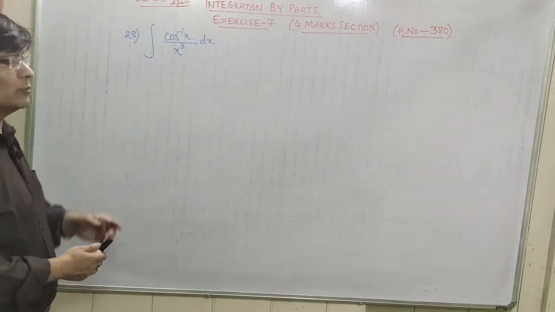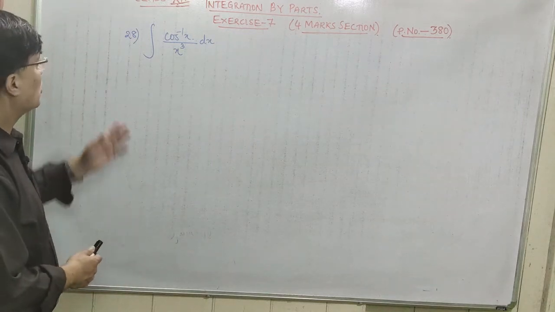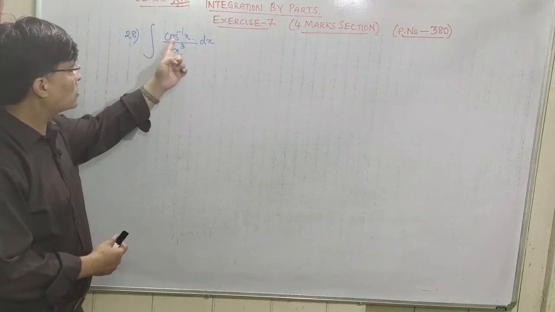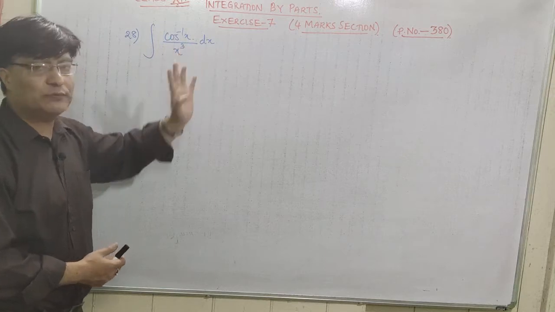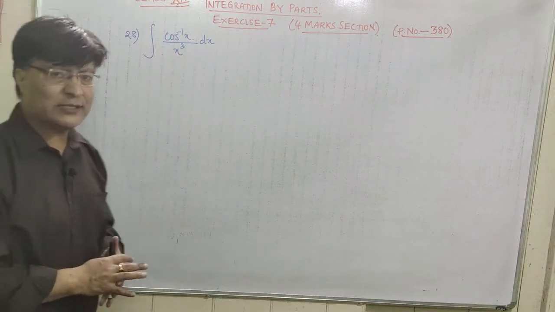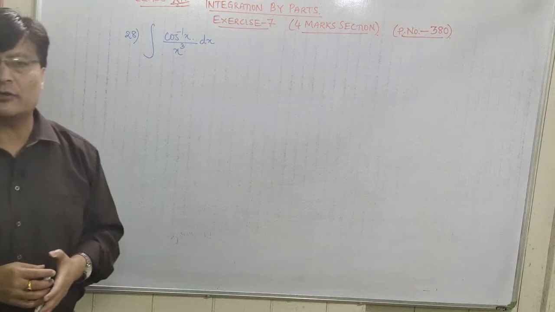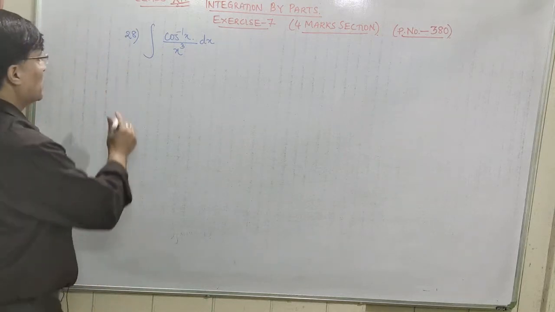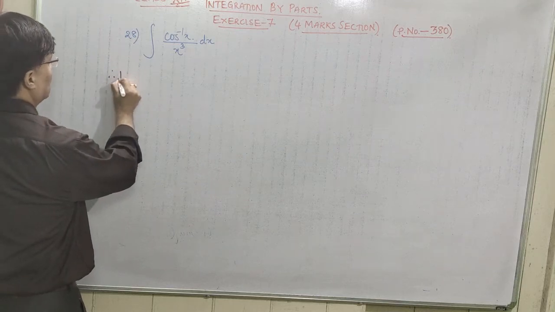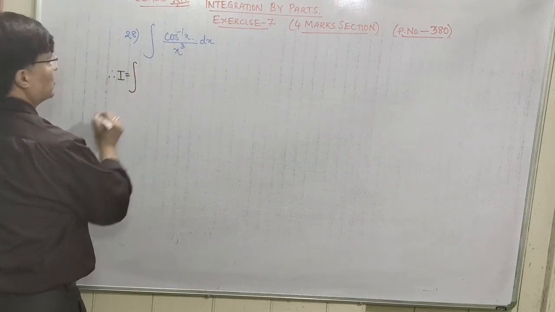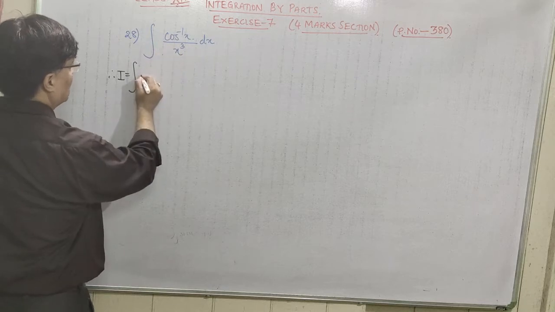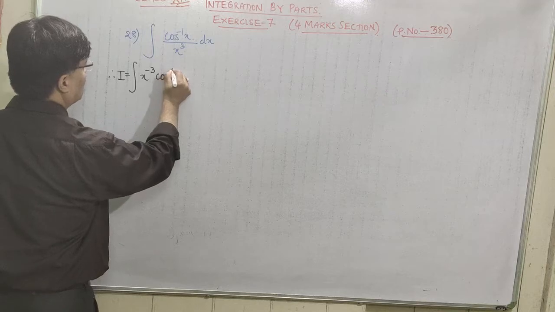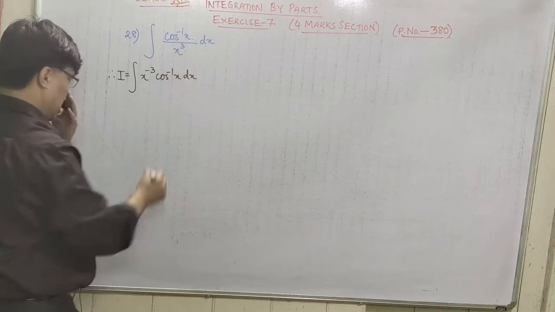So let's do this question number 28. So let us evaluate this integration, that is integration of cos inverse x divided by x cube dx. So in this case also this is integration of the product of two different functions. So you have to use integration by parts. So first of all let us write I is equal to integration of x cube is taken to the numerator, so it becomes x to the power minus 3, and this is cos inverse x dx.